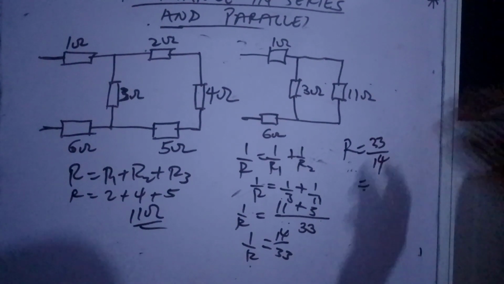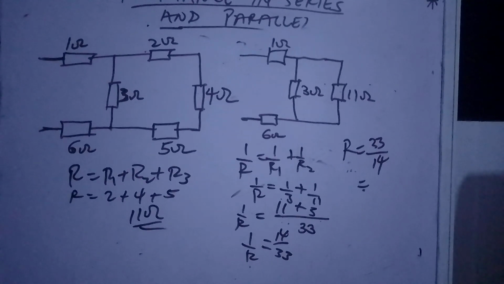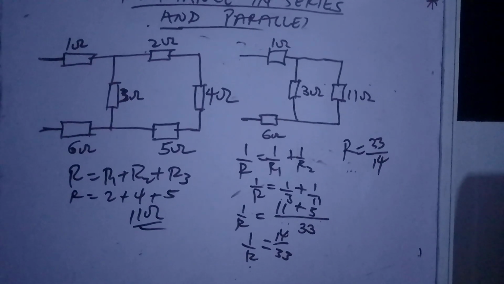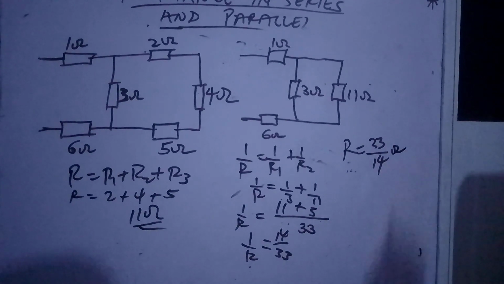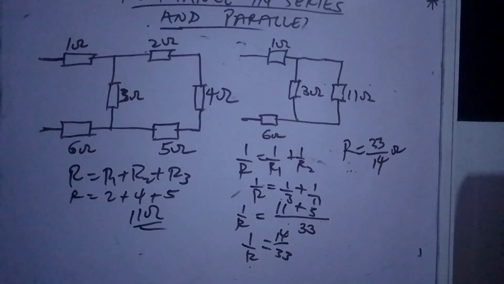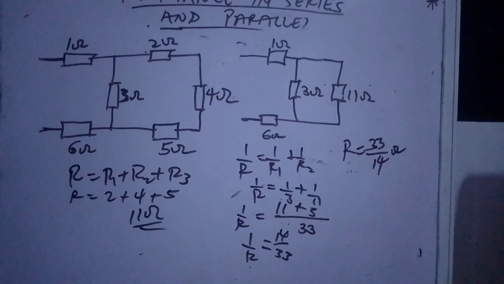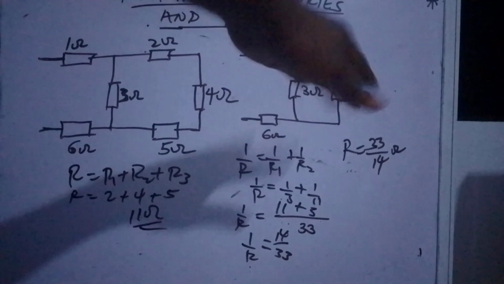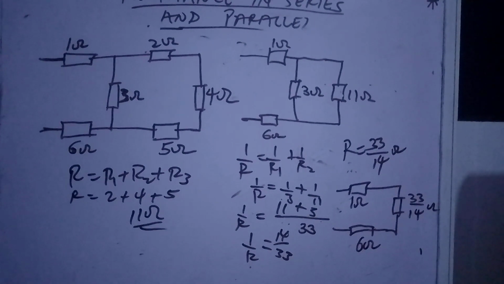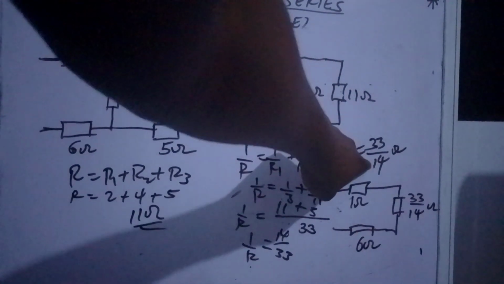33 over 14, we can decide to simplify it further, or we may decide to just leave it. So total R is going to be 33 over 14 ohms. It means the combination of these two resistors is going to give me 33 over 14 ohms. So let's simplify this diagram again. If you simplify this chart, it is going to look like this. Remember, these two have been combined to give us 33 over 14.